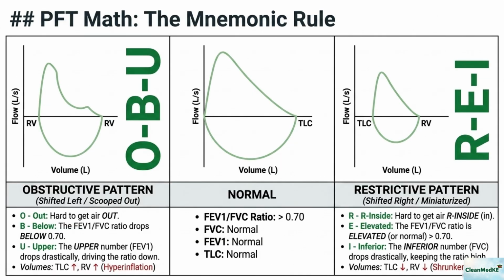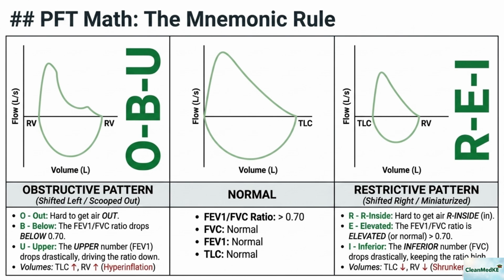Interpreting these results is easier with two simple mnemonics. For an obstructive pattern, remember OBU. The air is hard to get out, the ratio drops below 0.70, and it is the upper number, FEV1, that drops most drastically. You'll see a scooped-out flow volume loop and signs of hyperinflation, like increased TLC and RV.